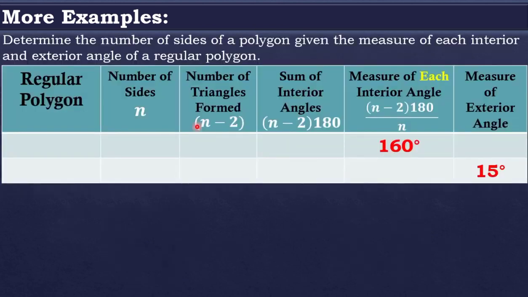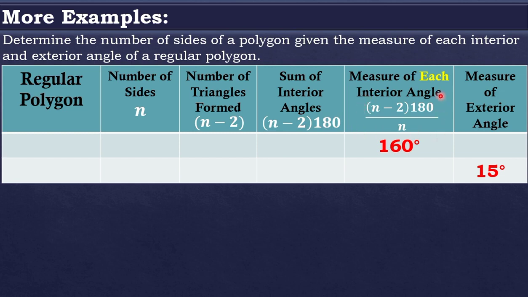Next. Determine the number of sides of a polygon given the measure of each interior angle and exterior angle of a regular polygon. Now, so dito naman po, ang given natin ay yung measure ng bawat interior angle. So, paano kukunin yung number of sides kapag ang given natin ay yung measure na agad ng interior angle? Tapos itong isa, binigay na yung measure ng exterior angle. So, paano natin kukunin?